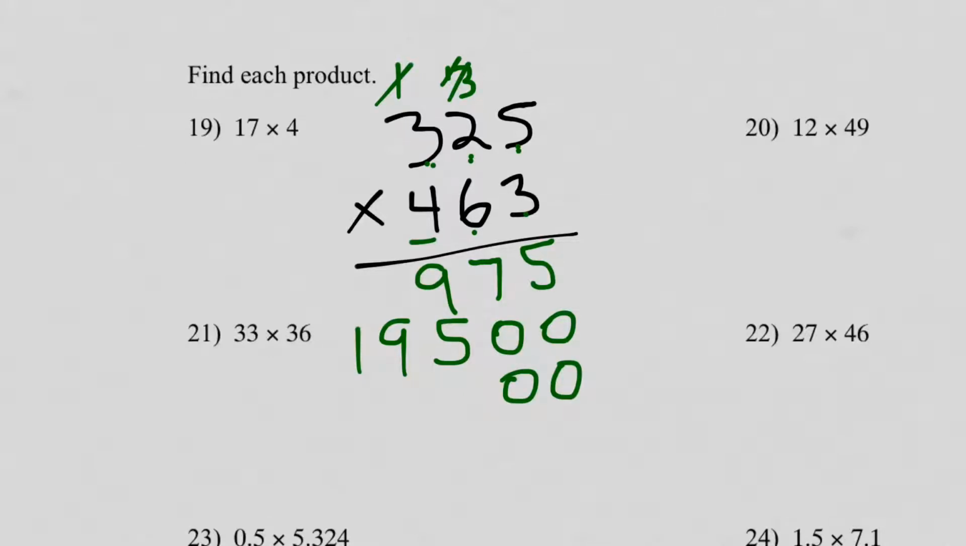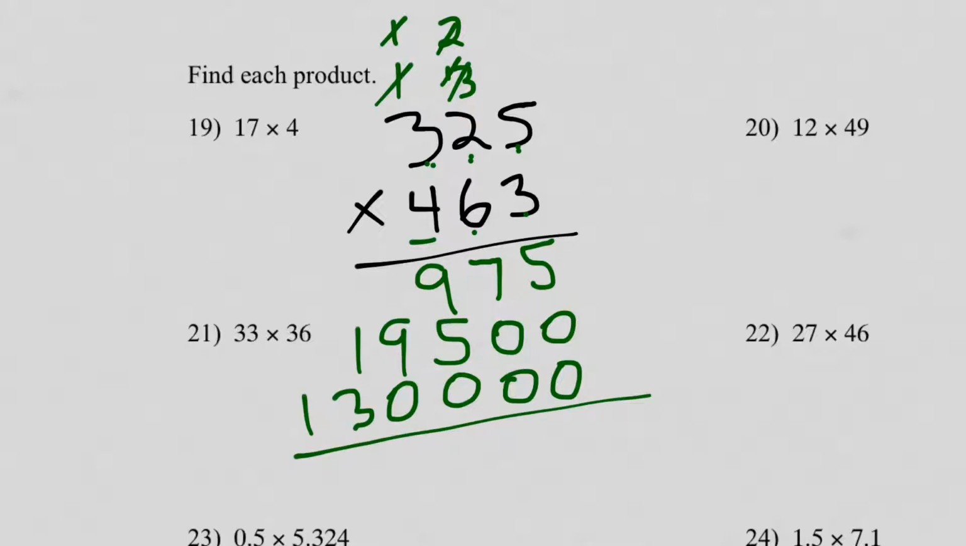So now 2 placeholders. And 4 gets multiplied again by all 3 numbers. 4 times 5, 20. 4 times 2 is 8. Add 2 is 10. And 4 times 3 is 12. Add 1 is 13. And we're going to add up each of the parts. So we've got 5, 7, 9 plus 5 is 14, 9 plus 1 is 10, 3 and 2 is 5, and 1. So we've got 150,475.